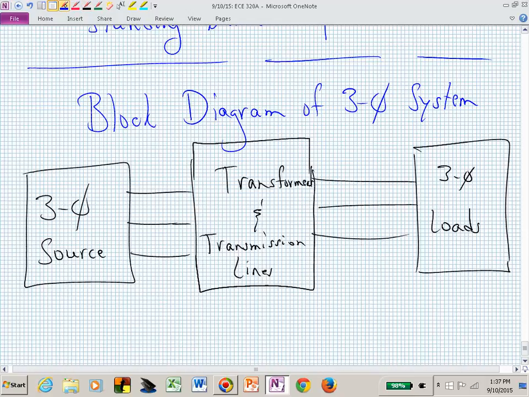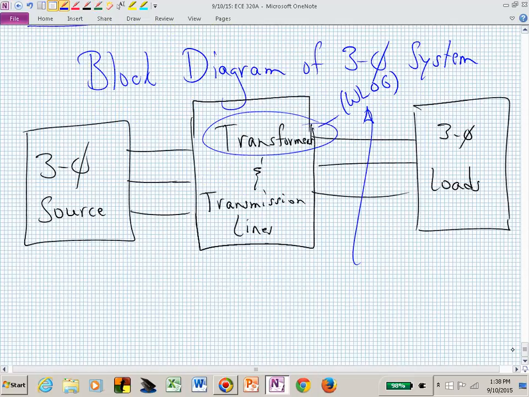We, in this class, are not going to worry about transformers. That's WLOG. Have you seen that before? WLOG. Transformers are WLOG. Without loss of generality, we're going to not worry about the transformers. We'll just be always saying we're going to be at high voltage, and we'll worry about the high voltage aspect of what's going on. So this WLOG is without loss of generality.